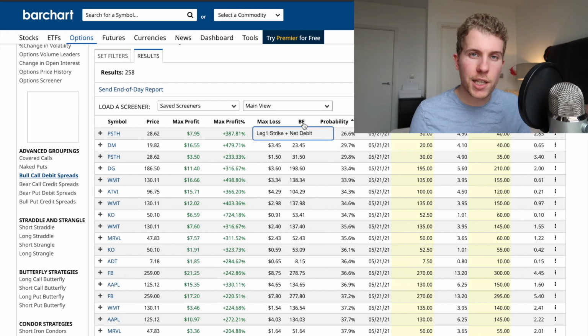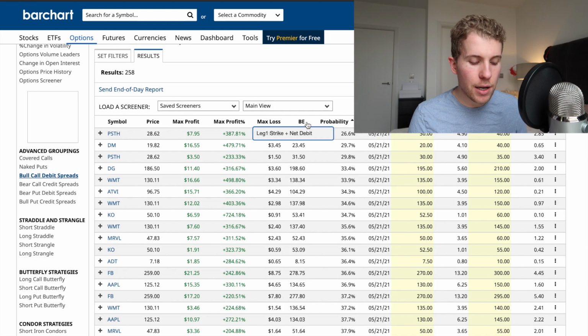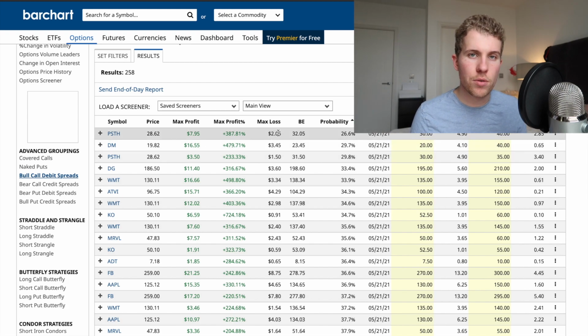Then we have the break-even, which refers to basically your profitability at expiration. If you go past that strike, then you're going to be profitable at expiration. And you see that when we go over break-even, it shows leg 1 strike plus the net debit. And that's a quick way to know your break-even on a bull call debit spread. You take the strike of your long leg and you add the net debit that you're paying, so your max loss, and it's going to give you your break-even.